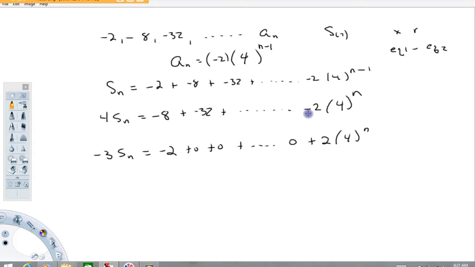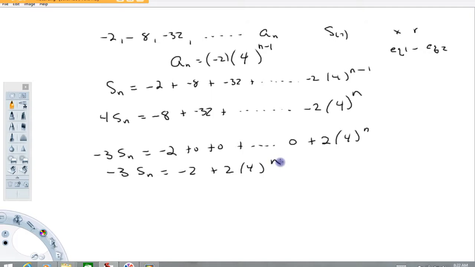Got to be very cautious about these plus and minus signs. Remember, we're taking this equation, subtracting this equation. And when we take 0 minus a minus 2 times 4 to the n, we get positive 2 times 4 to the n. All right, so now we got this really nice quick equation here. -3 times s sub n equals -2 plus 2 times 4 to the n.